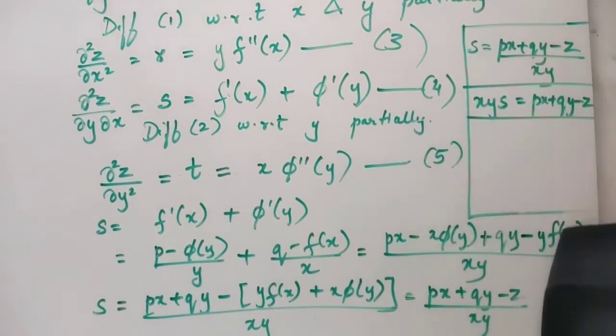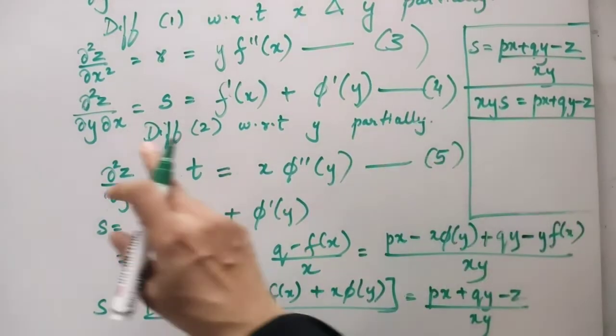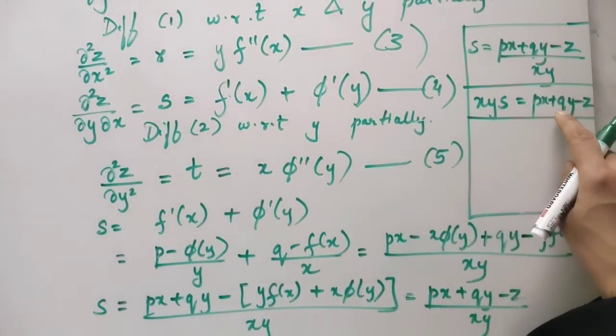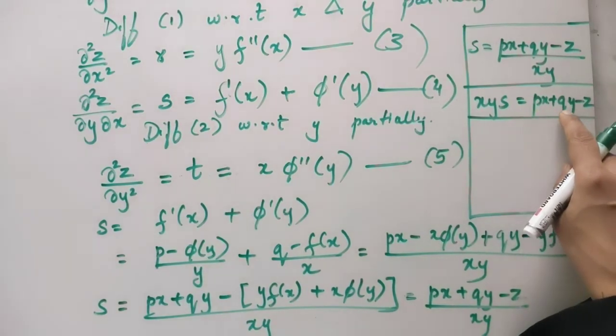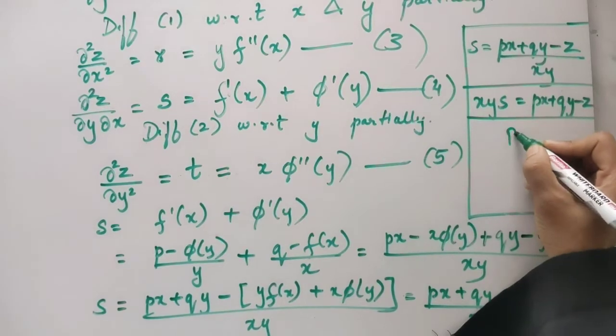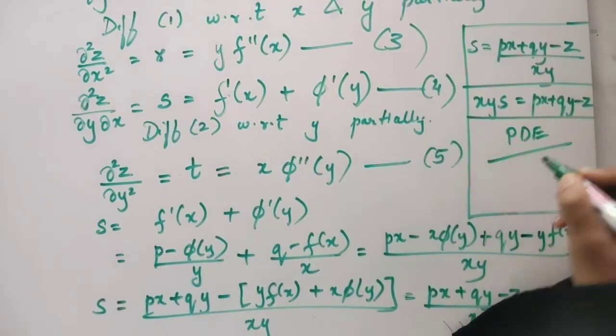So with all the notations given to you, s is dou square z by dou x dou y. Your p is dou z by dou x, q is dou z by dou y. Okay, all those things you should know. This is the required PDE. I hope the problem is clear.